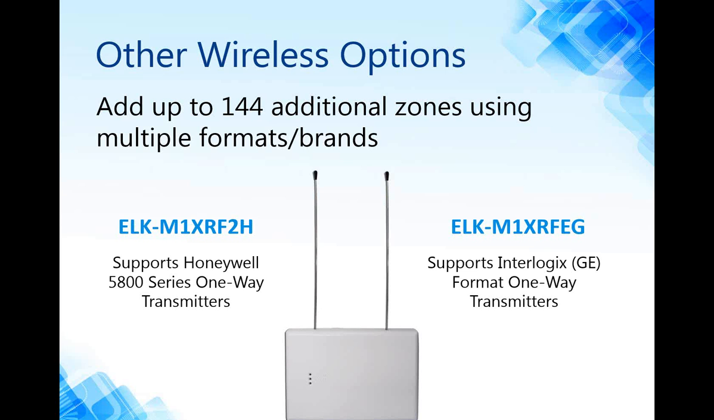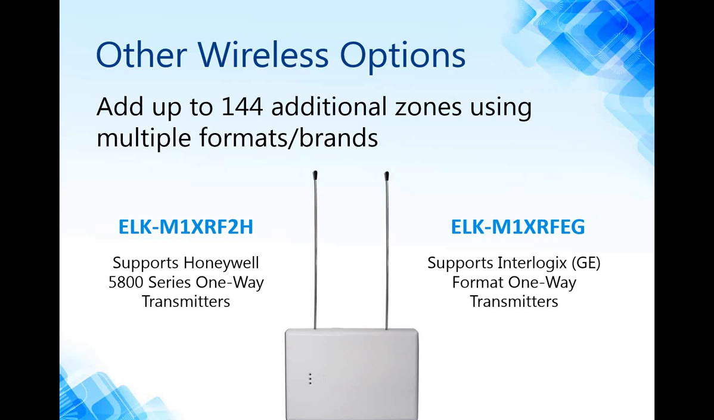Other options for wireless include the ELK M1X RF2H wireless receiver, which will support the Honeywell 5800 series wireless, and the ELK M1X RF-EG receiver, which will support the GE wireless sensors. So you could actually mix all 3 technologies into one system, and it'll work just fine. But you would need one receiver to support each wireless device. So if you're using GE wireless, you would need the EG receiver. If you had Honeywell wireless, the 2H. And then if you wanted to add ELK, you would need our M1X RF TW receiver.